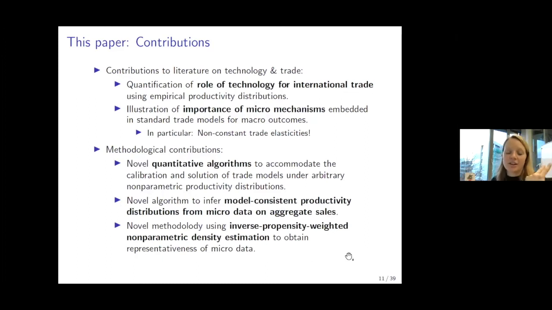And third, I won't talk too much about this today, but we also propose a new mechanism using inverse propensity weighted non-parametric density estimation to obtain really representative microdata and really get representative distributions to be used in our laboratory later on.